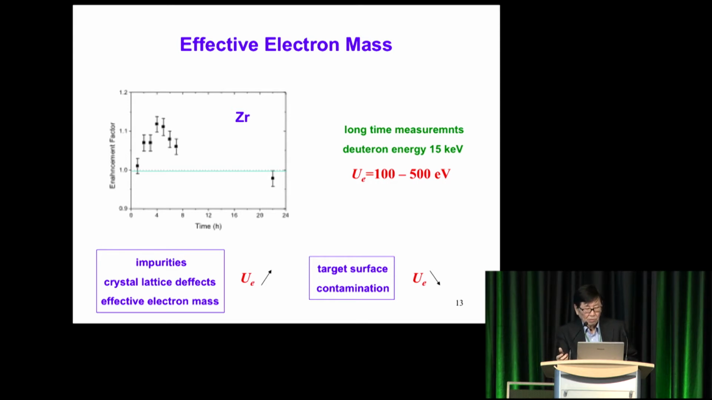Crystal defects produced by a small oxygen contamination lead to localization of conduction electrons, and to an increase of effective electron mass, consequently to the increase of the screening energy. Thus, we can change the reaction cross-section by changing the electronic structure of the target material.